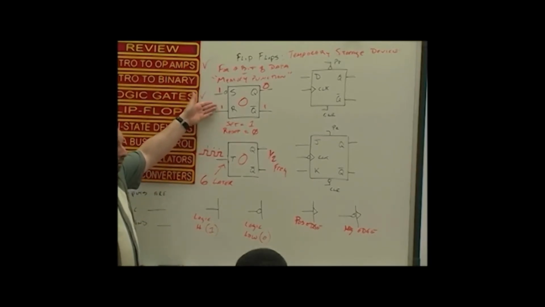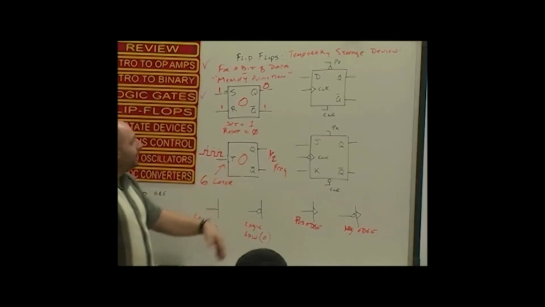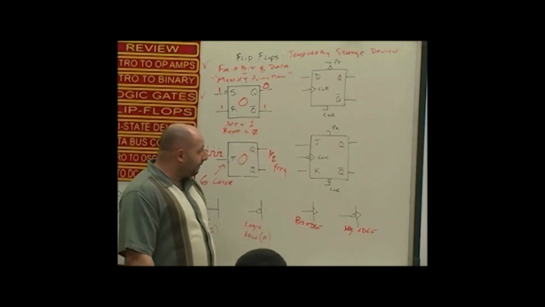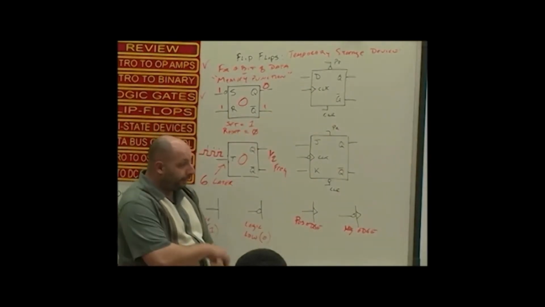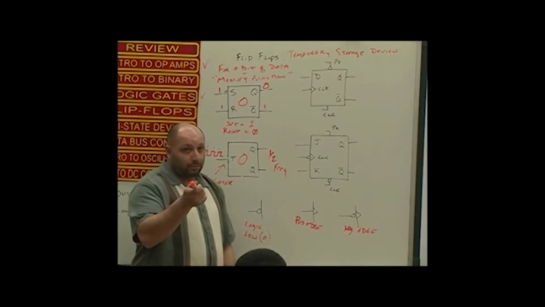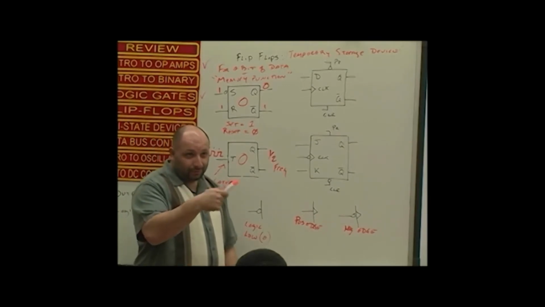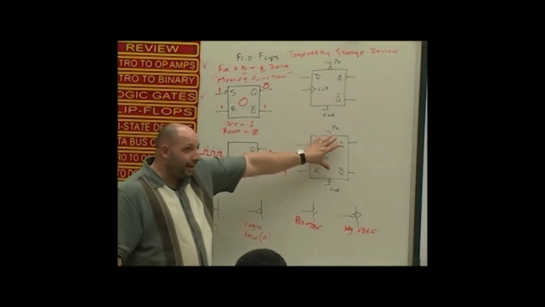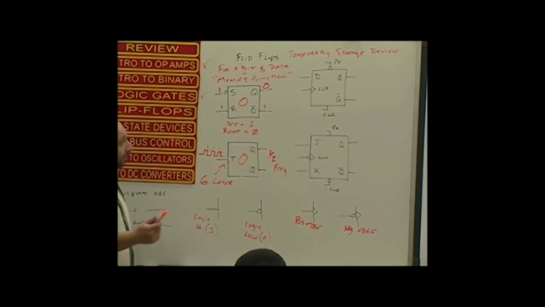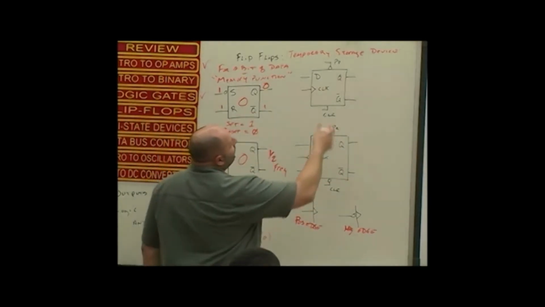SR, RS, got an R and an S on it. Toggle, there's a T on it. Data, there's a D on it. Even this one, JK, JK. Unless, and we'll talk later, we have this set up to act like these other three, that's going to be different. So, data flip-flop.